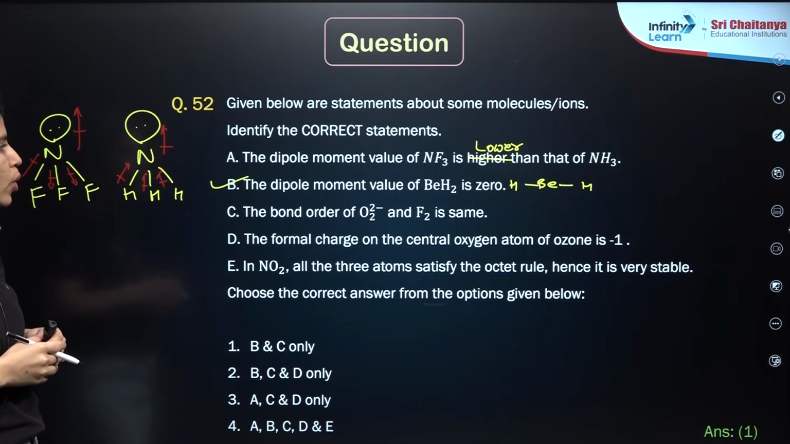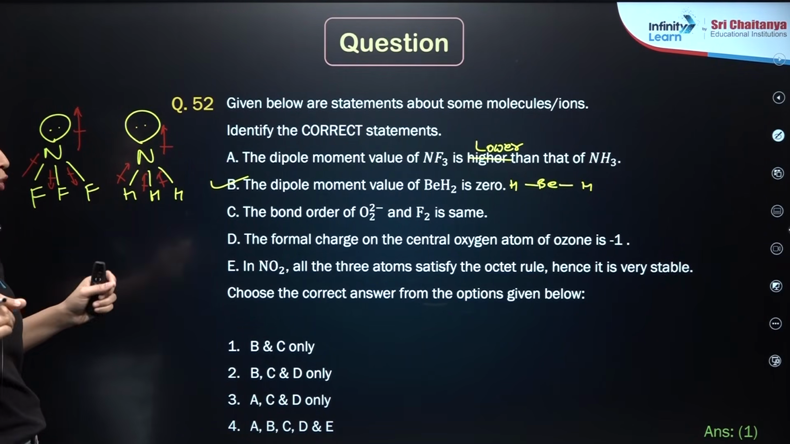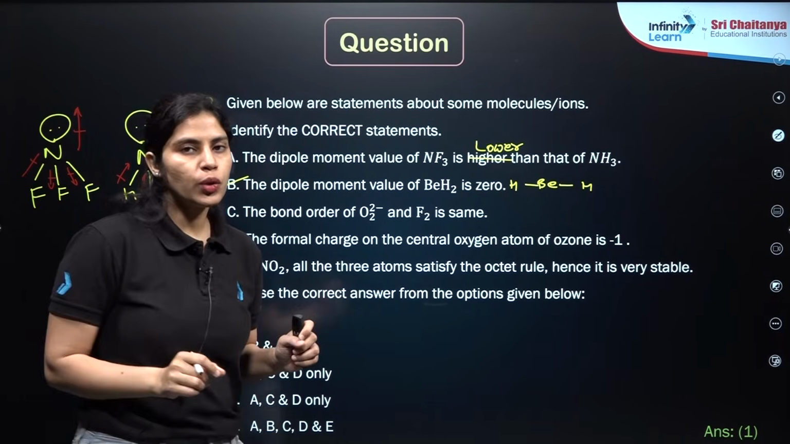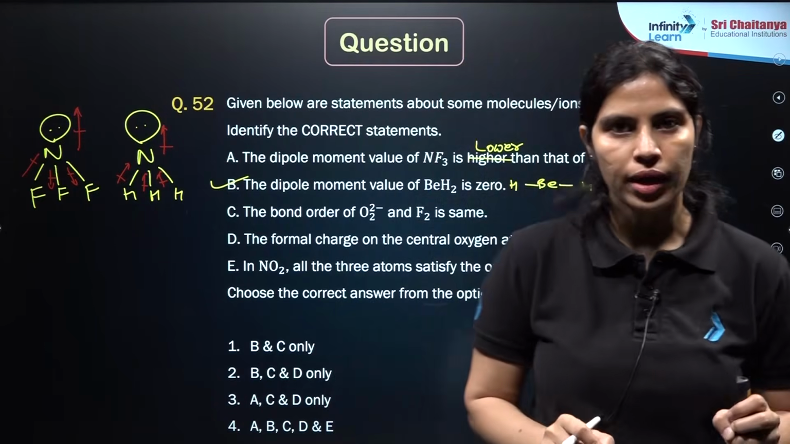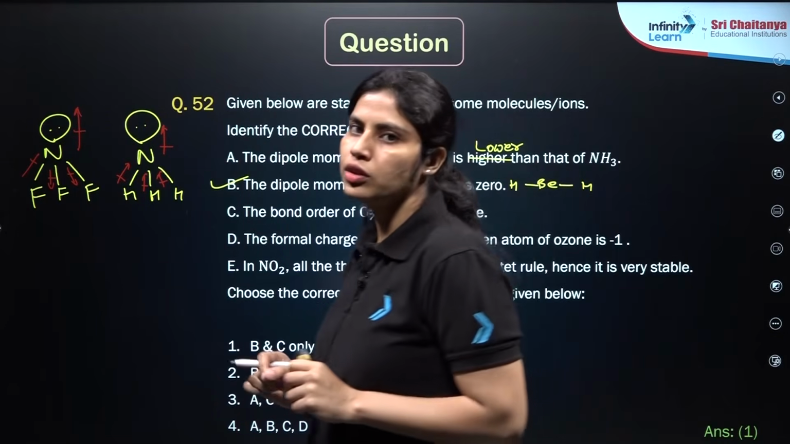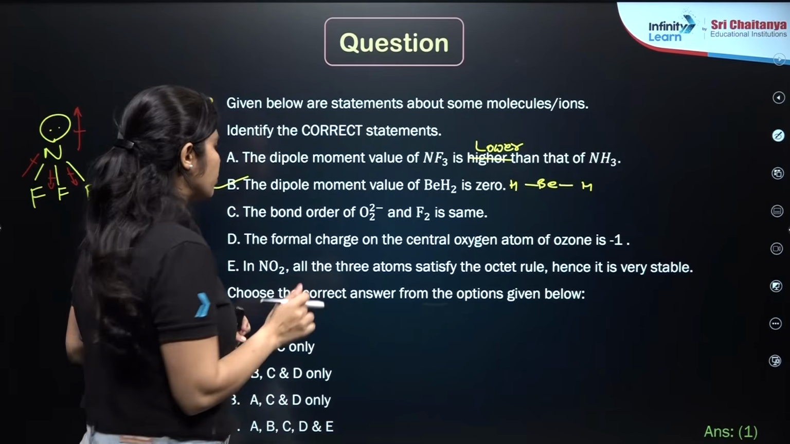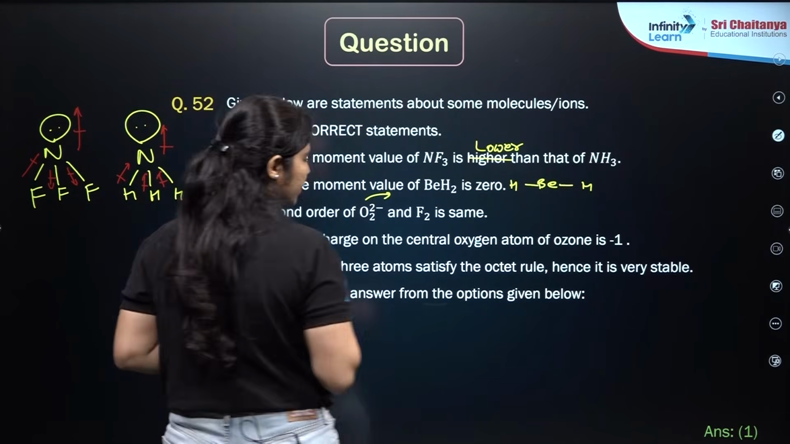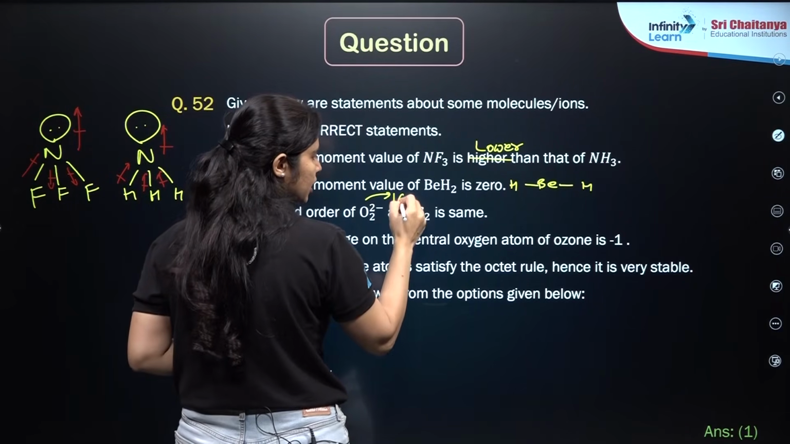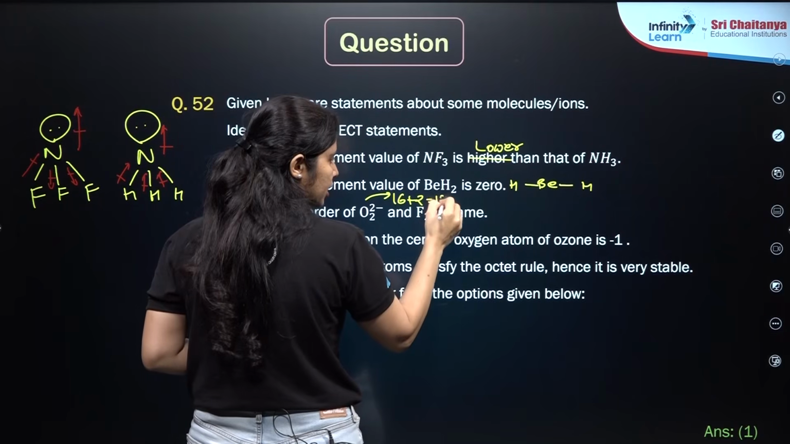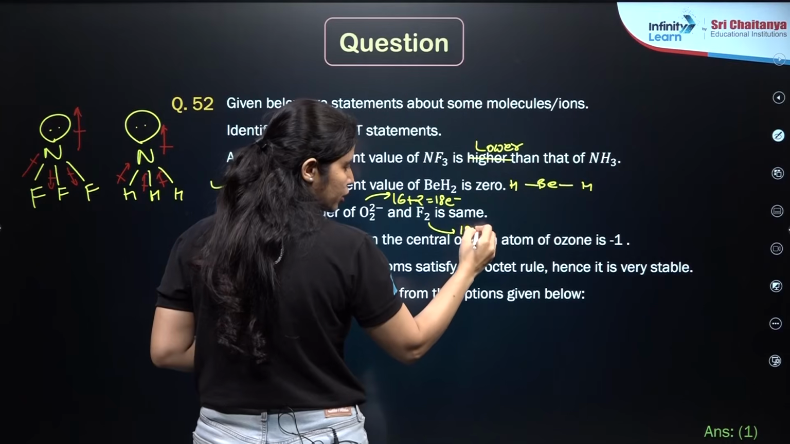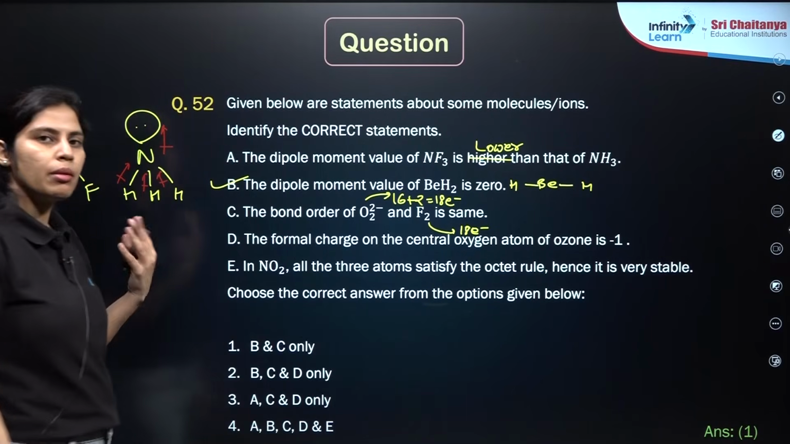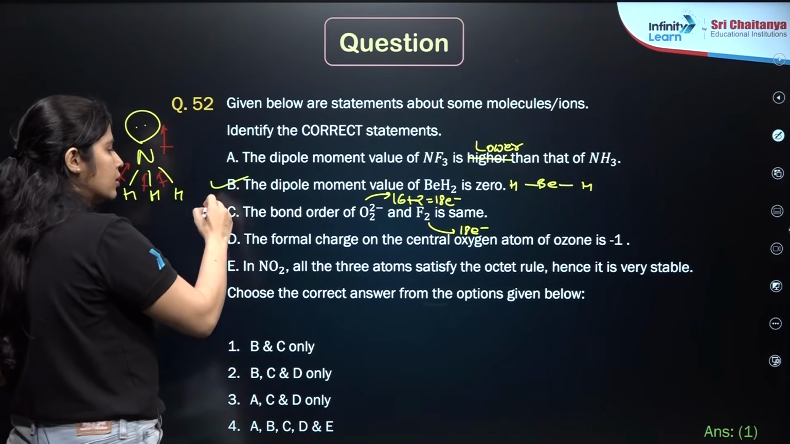The bond order of O2 minus and F2 is the same. The bond order is going to be the same as long as you have the same number of electrons. If you have the same number of electrons, the bond order value will come out to be the same. So let's look at the number of electrons present in O2 minus. There are 16 plus 2 from the charge, 18 electrons, and here also there is going to be 9 plus 9, 18 electrons. So because they have the same number of electrons, the bond order will be the same.